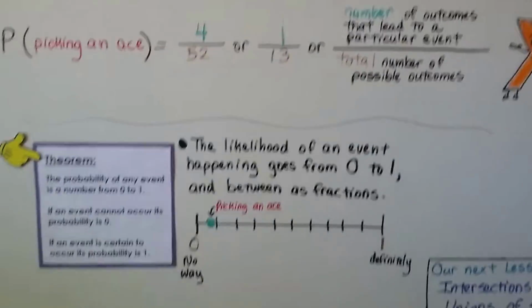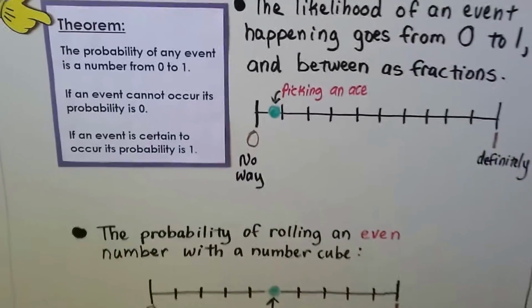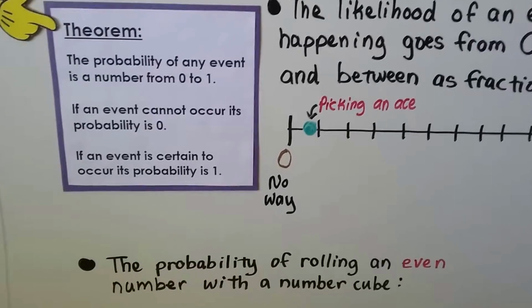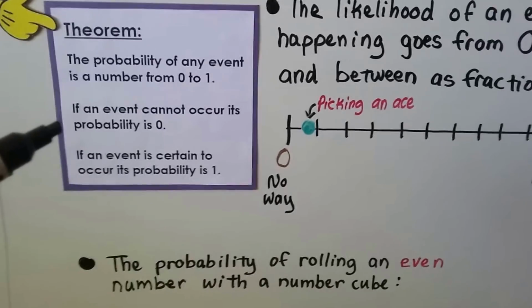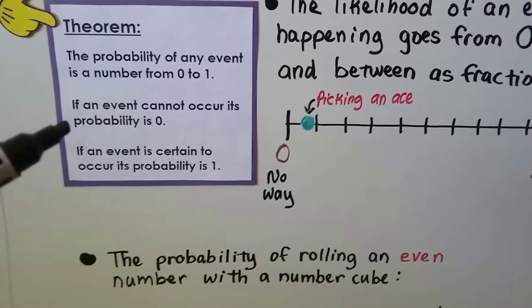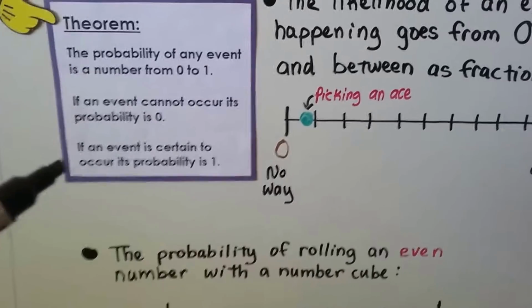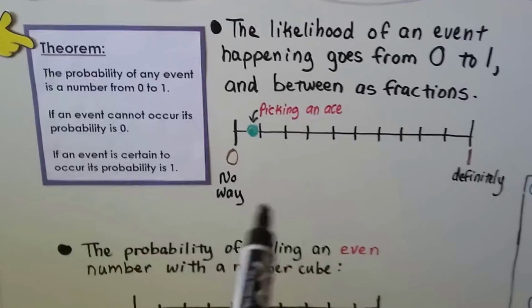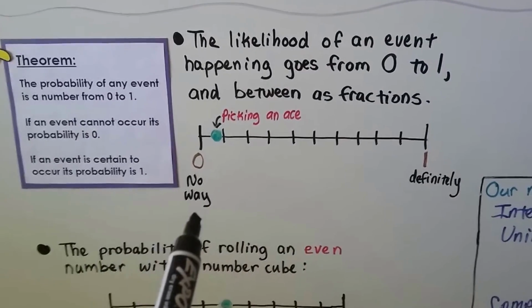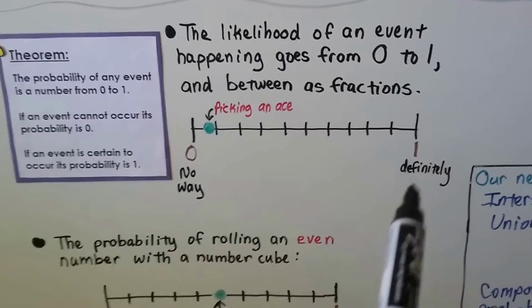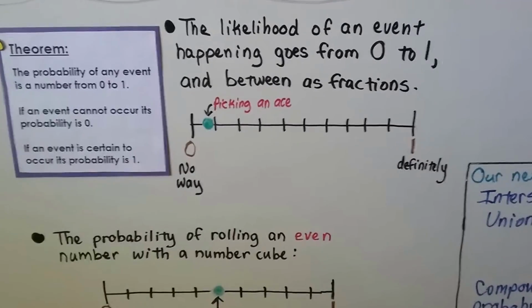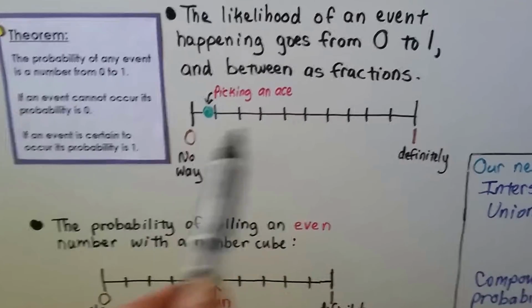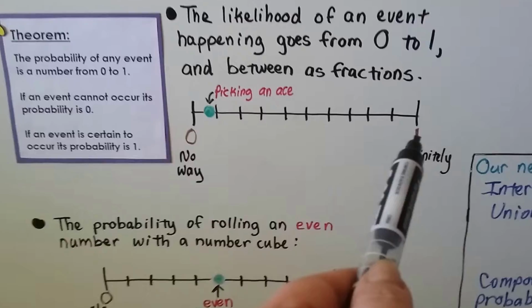So here's my theorem for you. The probability of any event is a number from 0 to 1. If an event cannot occur, its probability is 0. It's got 0 chance of happening. If an event is certain to occur, its probability is 1. So look at this number line here. We go from no way of it happening, 0, to it definitely happening, 1. The likelihood of an event happening goes from 0 to 1 and between as fractions.